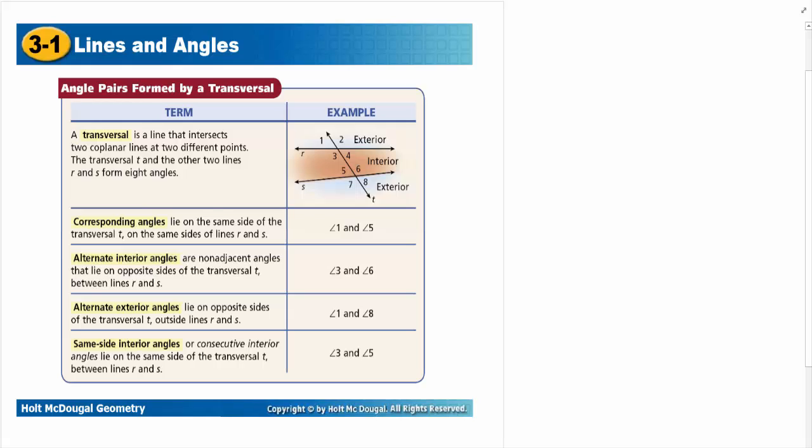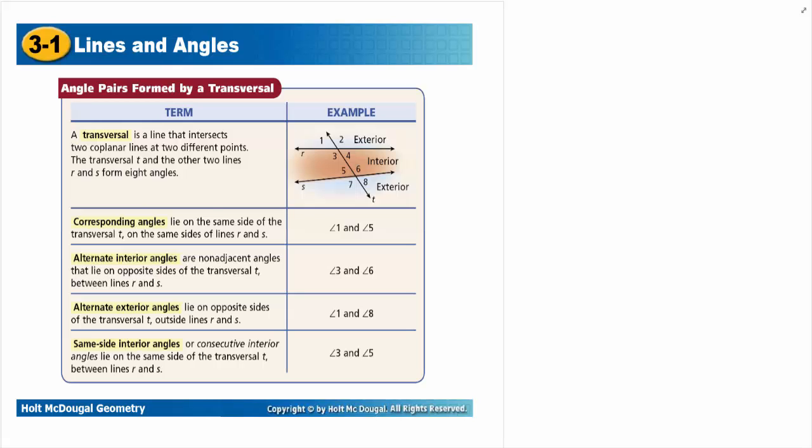So we have some new terms to go over as well. There's a lot of terms in this section. This one we're going to see a lot of, and that's going to be transversals, and then the types of angles that are formed. We actually have a bunch of theorems we'll learn about later that coincide with these. These are not the theorems, however. These are just the definitions of them.